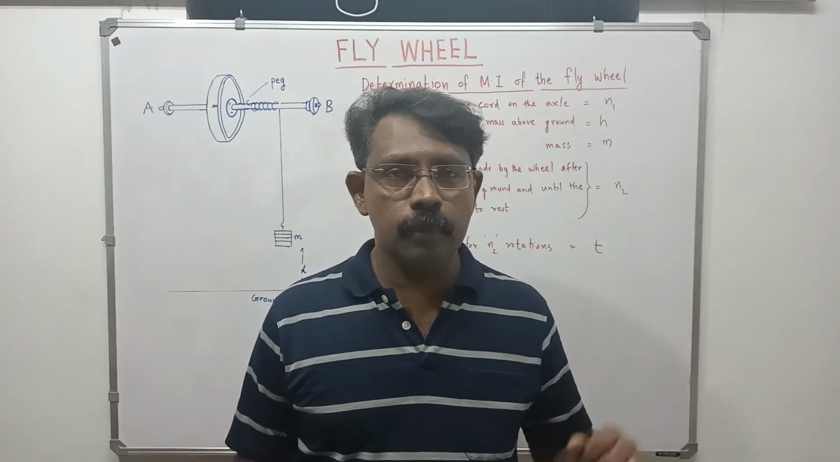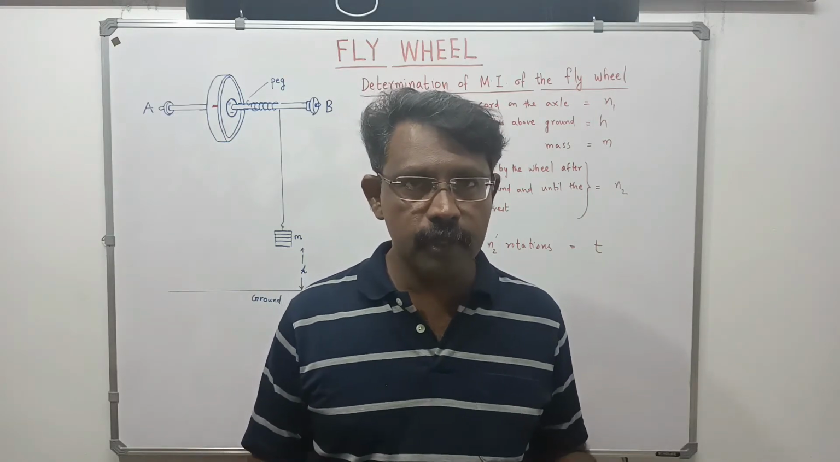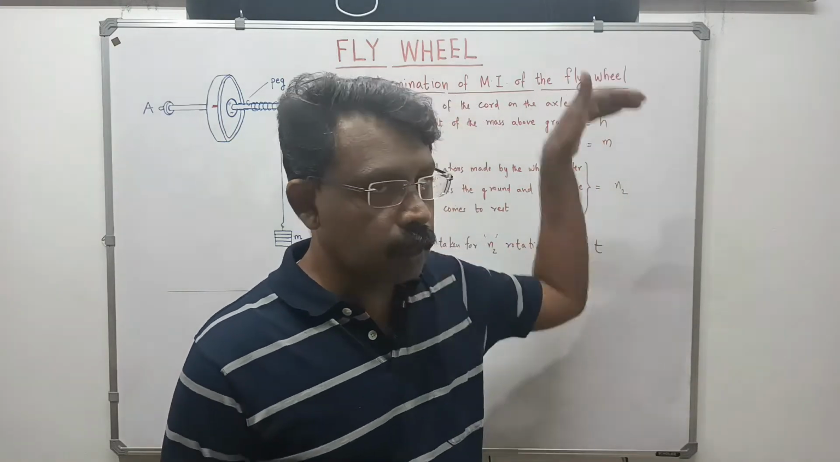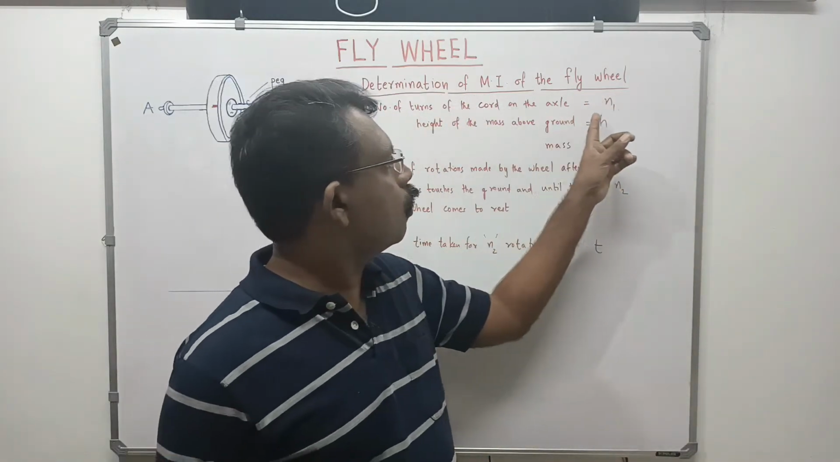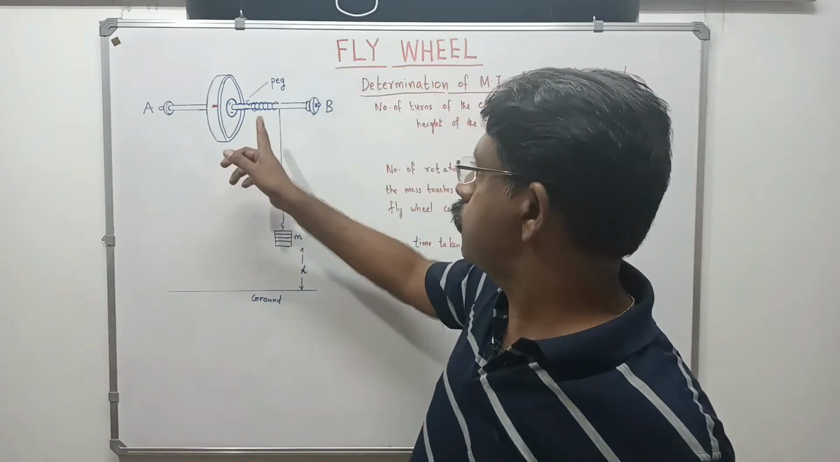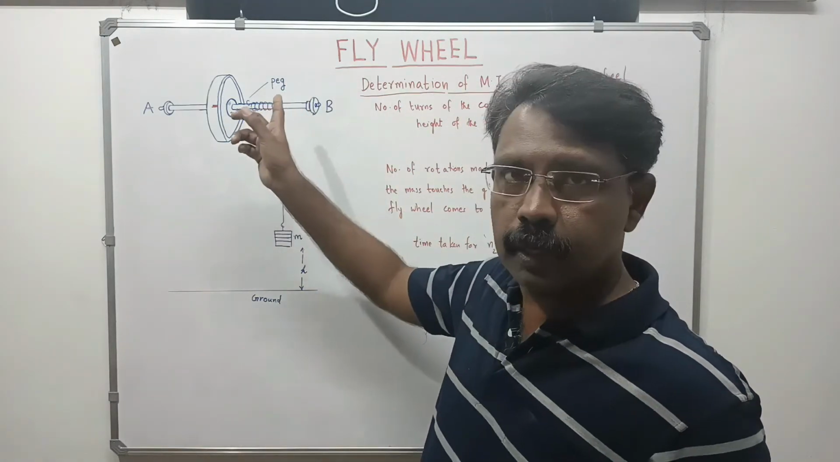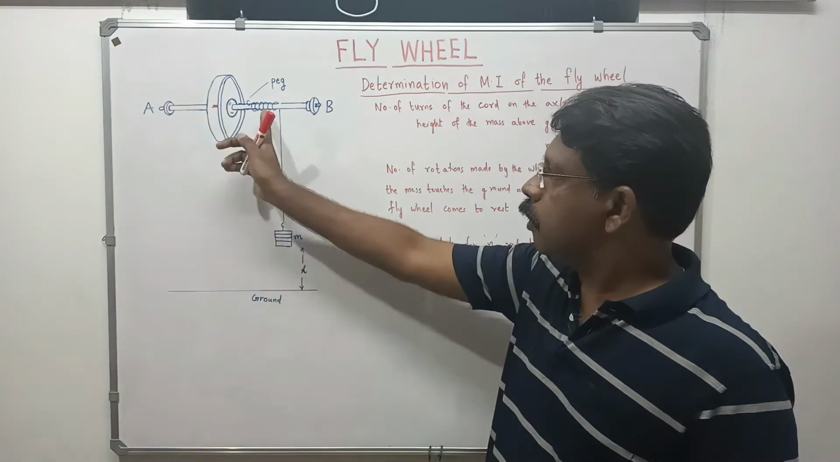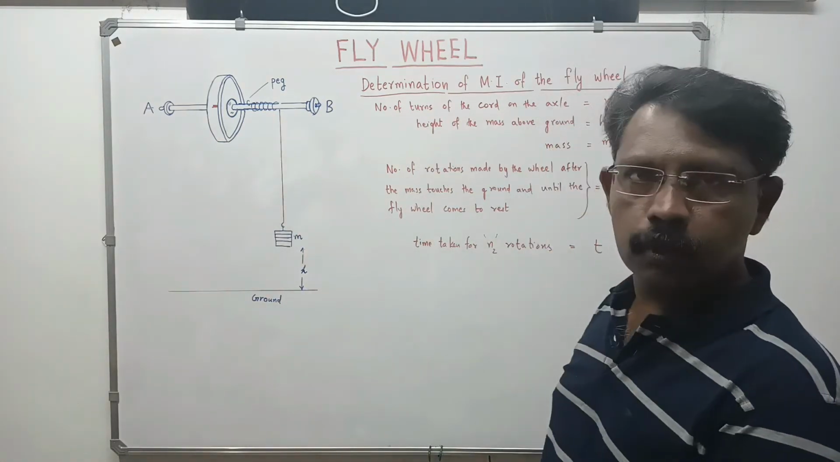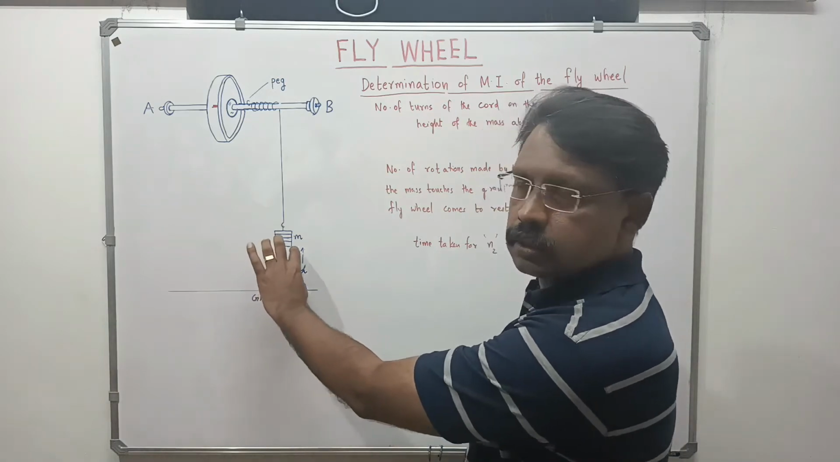Okay, so for the calculation of the moment of inertia of this flywheel, the parameters that we are taking are, I have written down all the things. I have already told you these things. The number of turns of the cord on the axle, that we have already taken from this figure as 6. So that is N1. Number of turns here. Height of the mass above the ground, that is H.